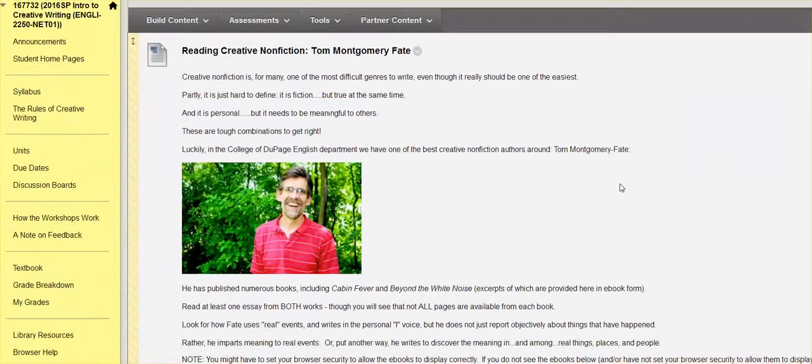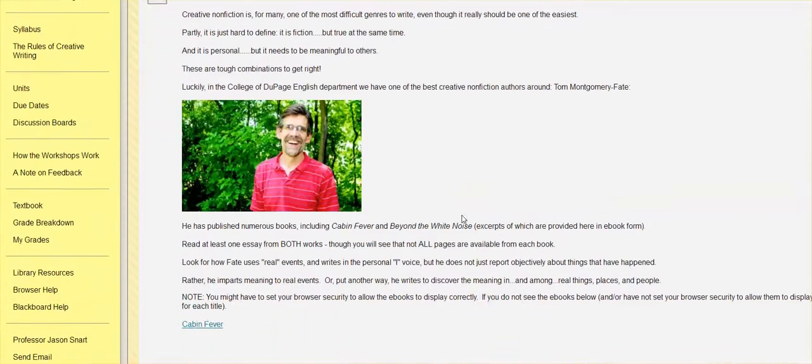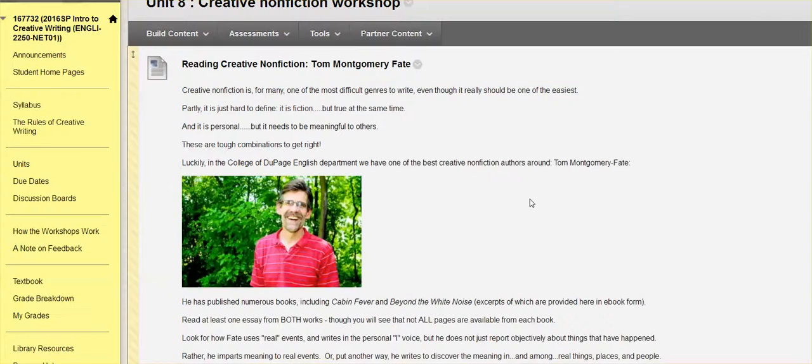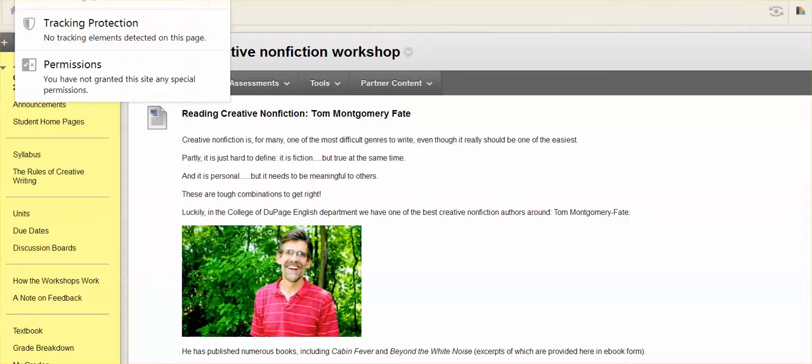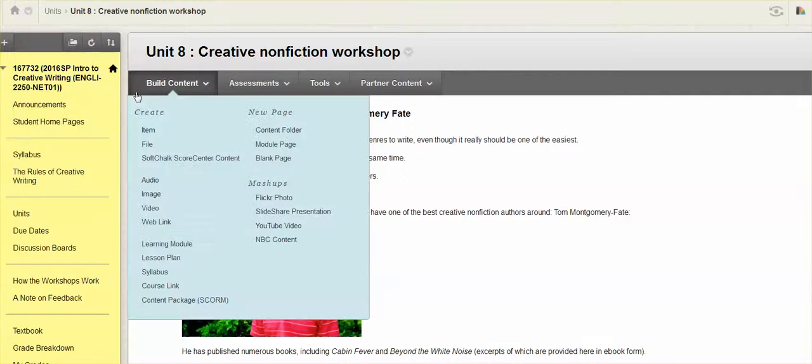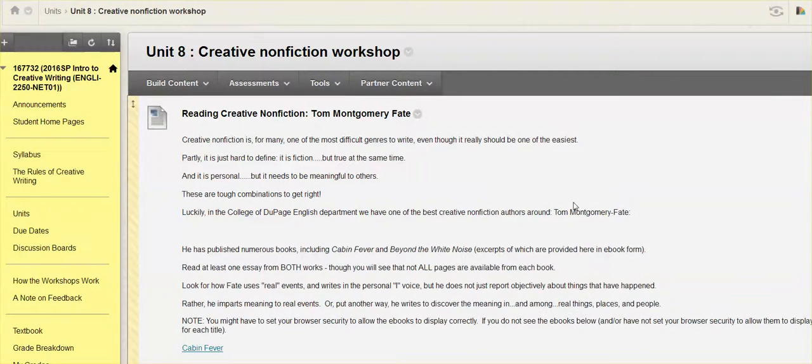So the cool thing about this is Tom Montgomery Fate, author of the 2 books we've got here, is one of my colleagues here at the COD English department. So it's really kind of fun to have someone who is a nationally known practitioner in this particular genre as the author that we read. Just sort of cool. Makes me want to go get his autograph. But anyway, I'll just fix my browser settings here. See if we can get those to show up.